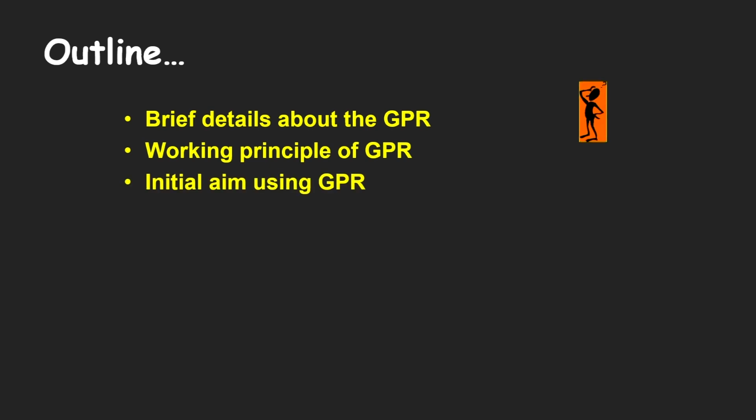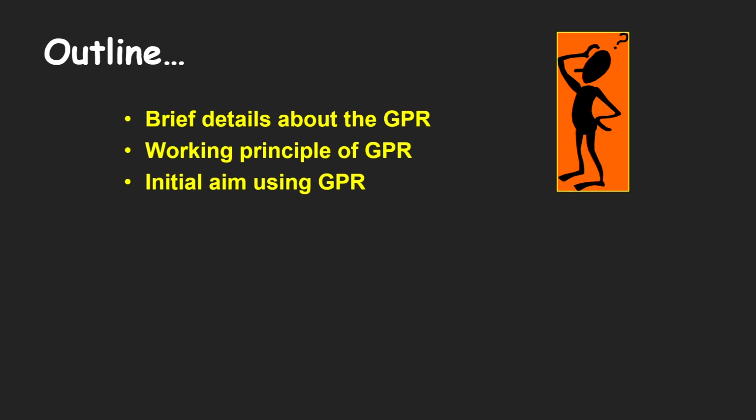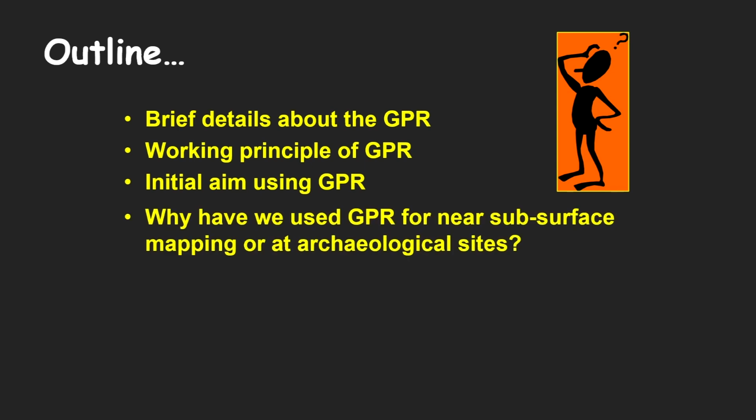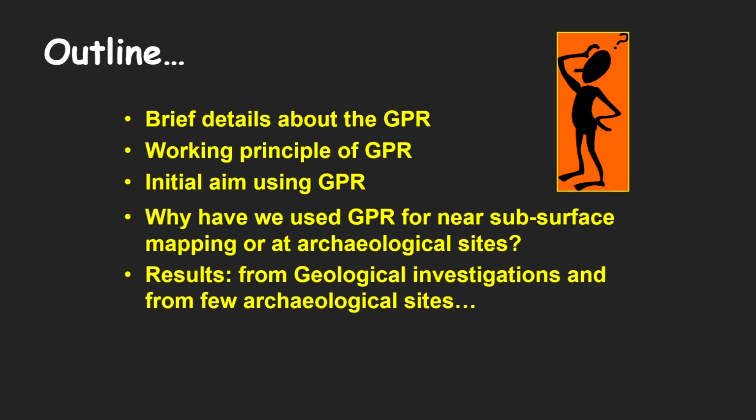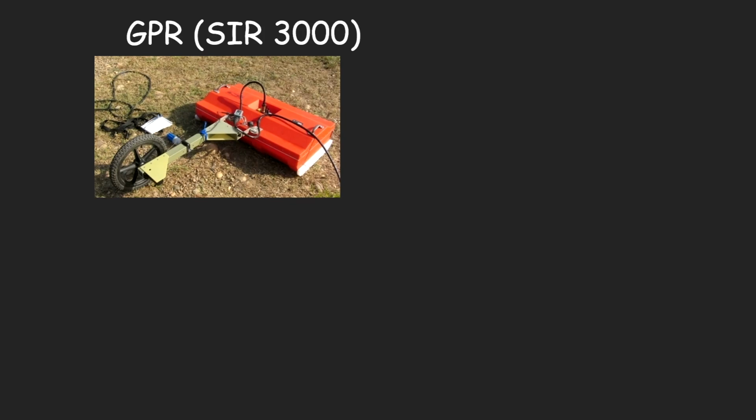The initial aim of using GPR, when we had this, was to use it for near subsurface mapping at archaeological sites, and the results from geological investigations, and we will discuss a few results from the archaeological sites also. We have different units; this is the model, SIR 3000. We also have 4000, and we have a 350 megahertz antenna.